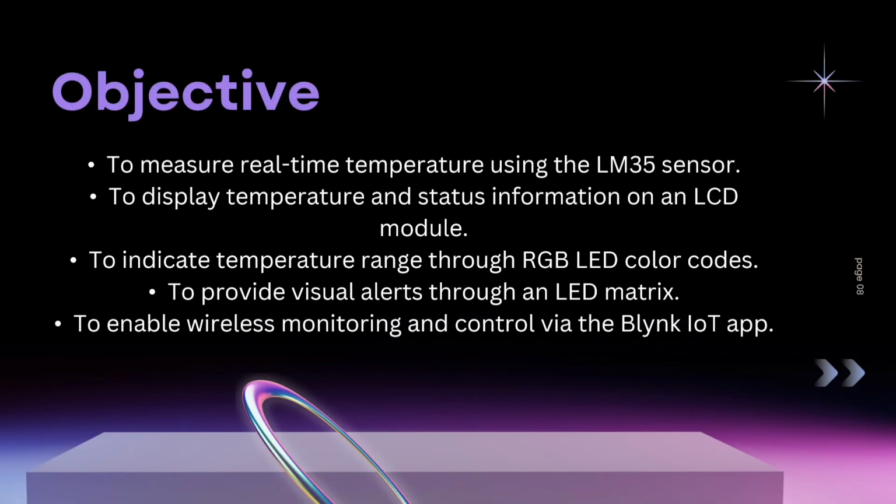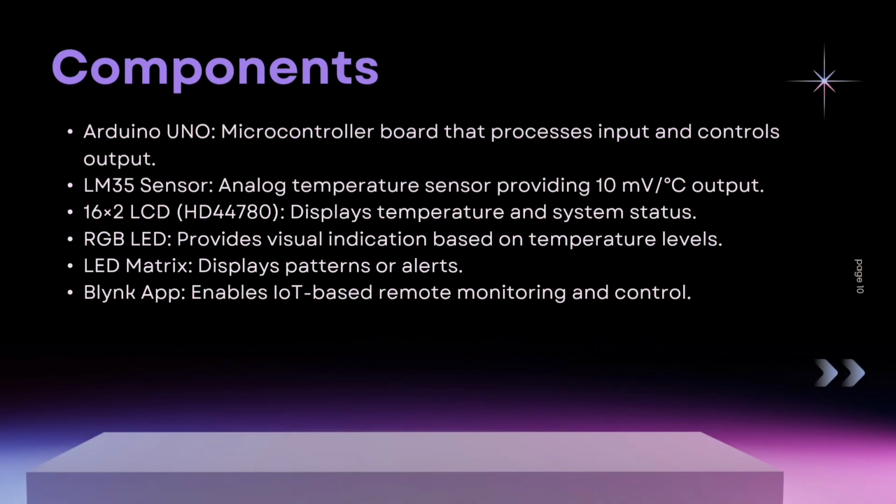The objectives of this project are to measure real-time temperature using the LM35 sensor, to display temperature and status information on an LCD module, to indicate temperature range through RGB LED color codes, to provide visual alerts with an LED matrix, and to enable wireless monitoring and control via the Blynk IoT app.